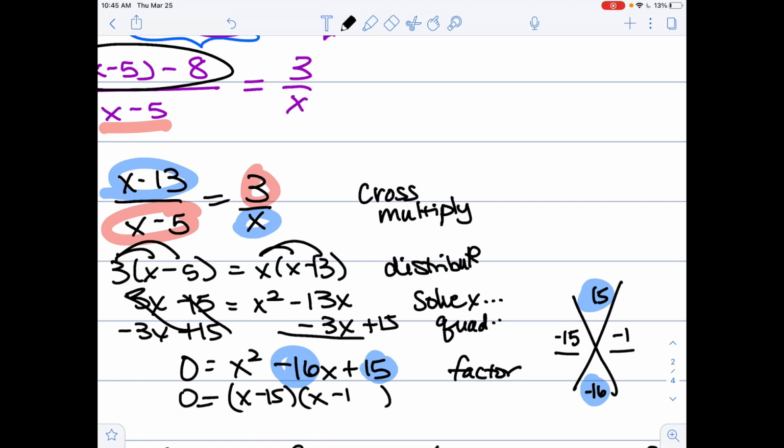Well, I know that when you have something times something equals 0, we use the zero product property and you set each of them equal to 0. So we've got x minus 15 equals 0 and x minus 1 equals 0.